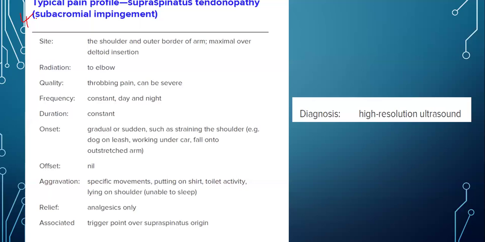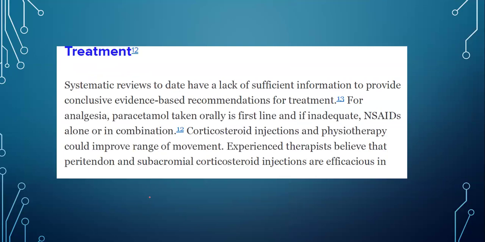So when would we think of supraspinatus tendinopathy? The patient will have constant shoulder pain. It's a throbbing pain, can be very severe, constant day and night, and it can happen at any time. Even a little bit of movement can bring the pain. It can be aggravated by putting on a shirt, toilet activity, lying on the shoulder. If you want to confirm the diagnosis, you have to do an ultrasound. Ultrasound can confirm if there is supraspinatus tendinopathy or a tear.